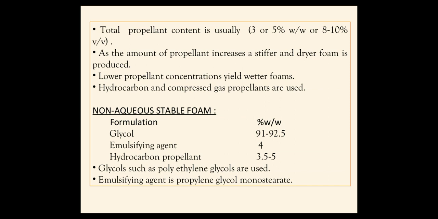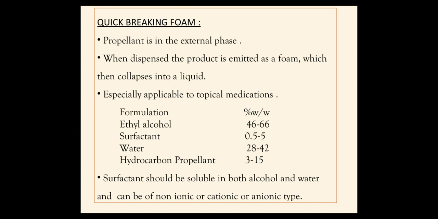Total propellant content is usually 3 to 5% or 8 to 10%. As the amount of propellant increases, a stiffer and drier foam is produced. Lower propellant concentration yields wettable foam, and hydrocarbon propellants are used in complex cases. Here is the formula for non-aqueous stable foam. Quick breaking foam. Propellant is in the external phase here. When dispensed, the product is emitted as a foam which then collapses into liquid. Here is the formula for the non-aqueous quick breaking foam, specifically used for topical medicaments.